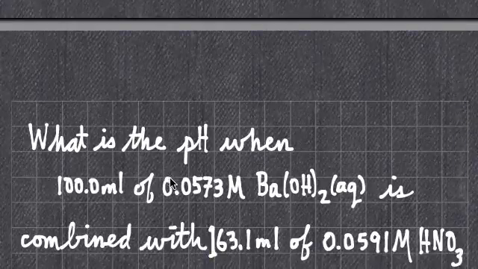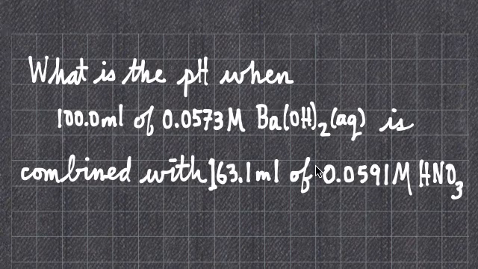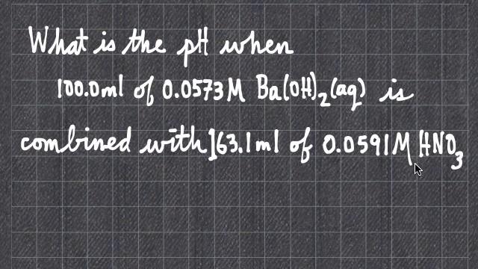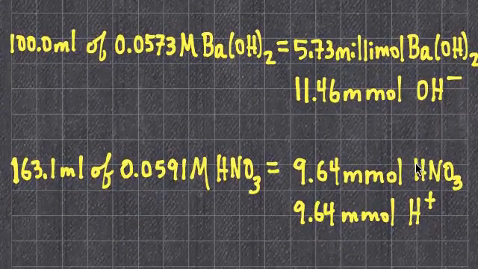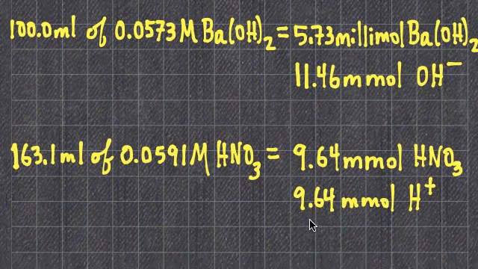One more example if I have time. What's the pH when I mix 100 milliliters of 0.0573 molar barium hydroxide with 163.1 milliliters of 0.0591 molar nitric acid? Strong base, strong acid will react one way. Again, I take the volume times the molarity, but then I realize that this millimoles of barium hydroxide, I should take it times 2 because there's 2 units of OH for every unit of barium hydroxide. And similarly, but more easily for the nitric acid, since there's just one hydrogen ion, 9.64 millimoles of H+.